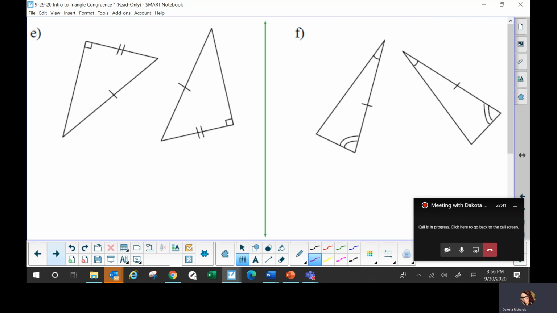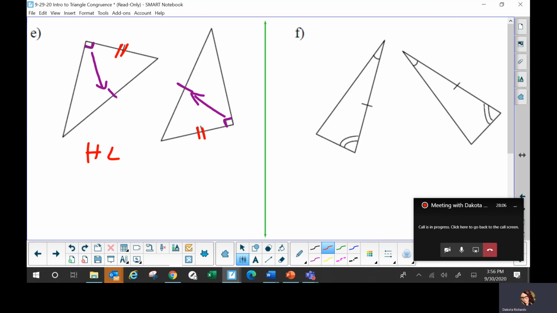This is going to be hypotenuse leg because it is a right triangle. This little indicator tells you it's a right angle, it's a right triangle. And the hypotenuse would be this part because it's directly across from the right angle. And it gives you another leg. So this would be hypotenuse leg.